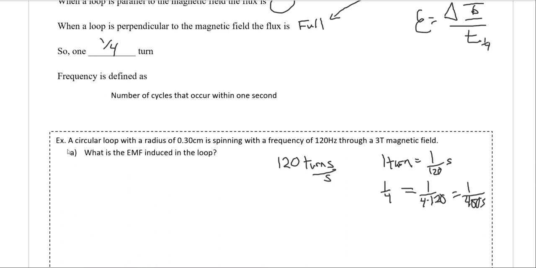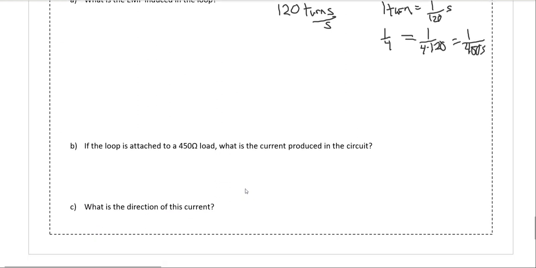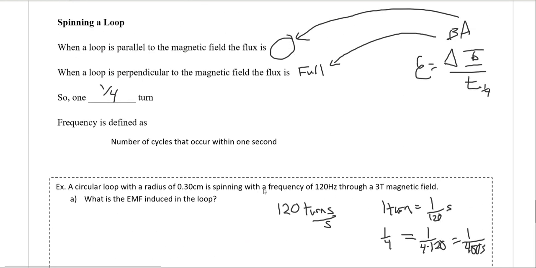Using this, I can then take my circular loop, take my magnetic field multiplied by the area of a circle, remember, pi r squared. That would get me my change in flux from going from parallel to perpendicular, and I can divide it by 1/480th of a second to determine the EMF induced in this particular circular loop. That's what EMF is. That's how we calculate it.